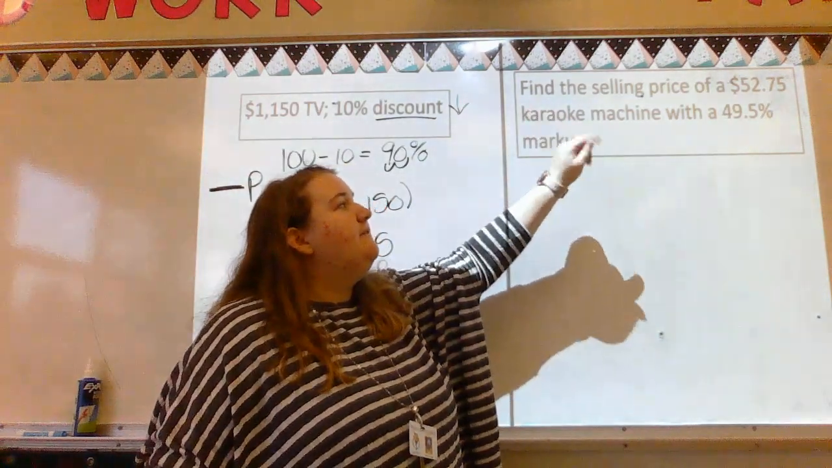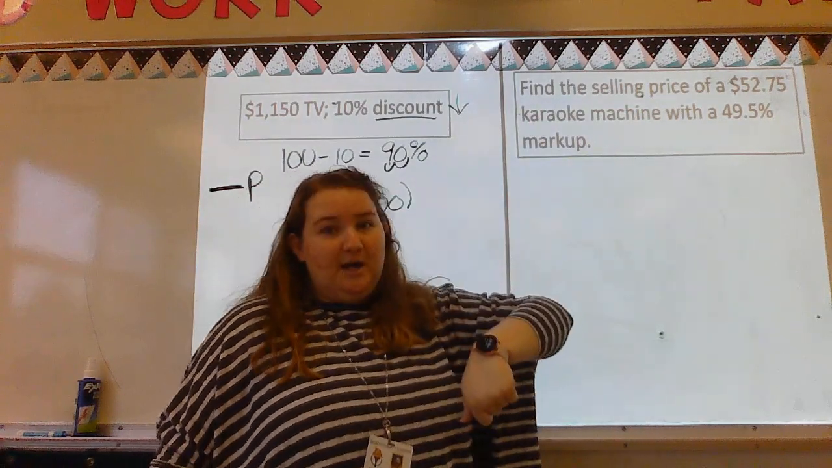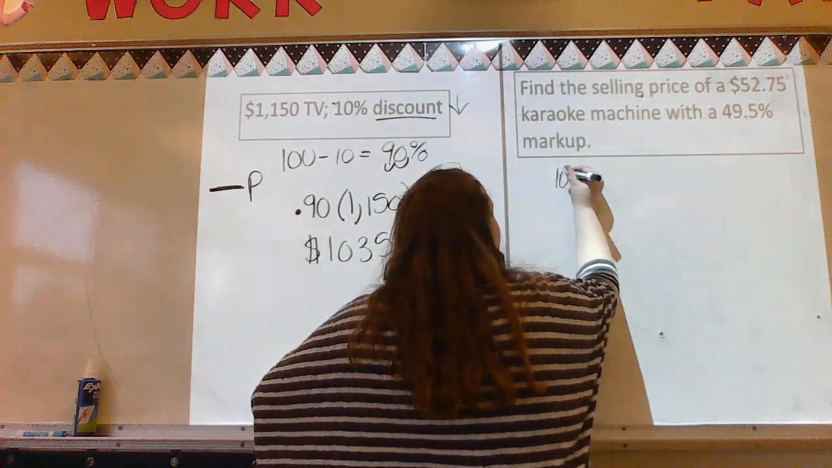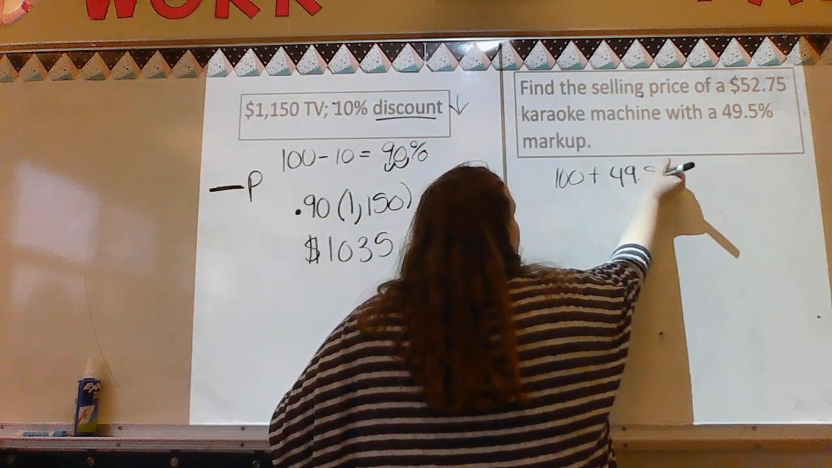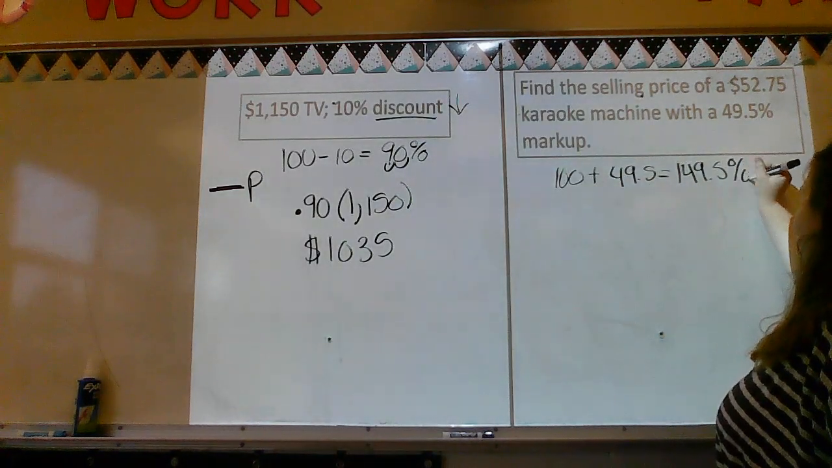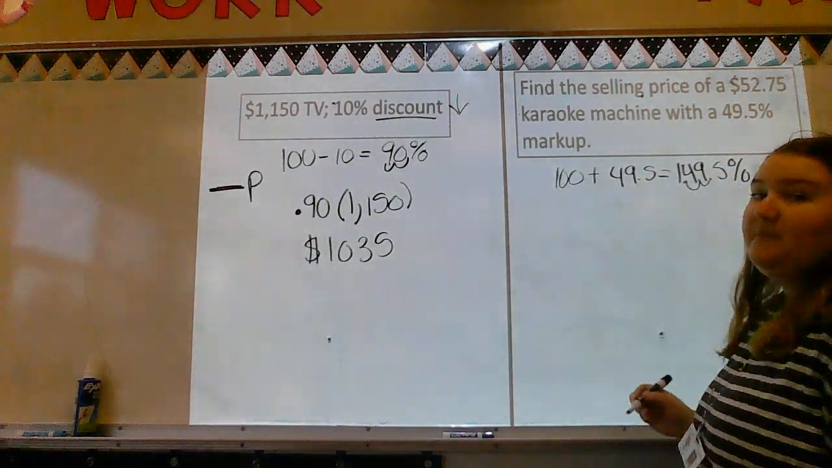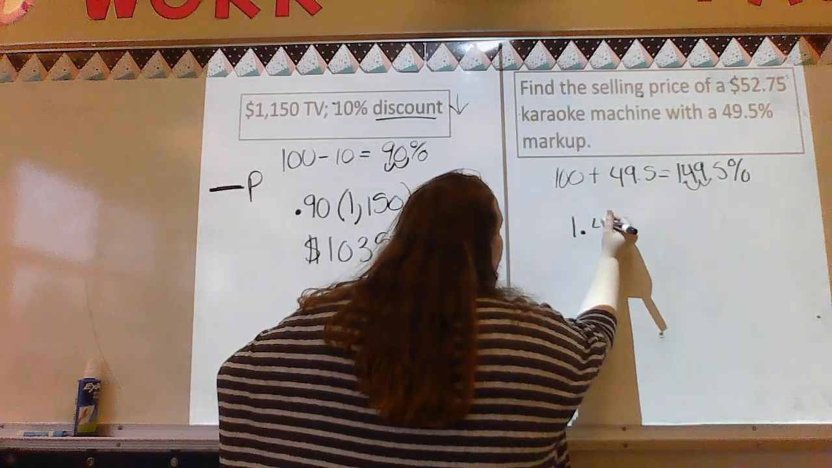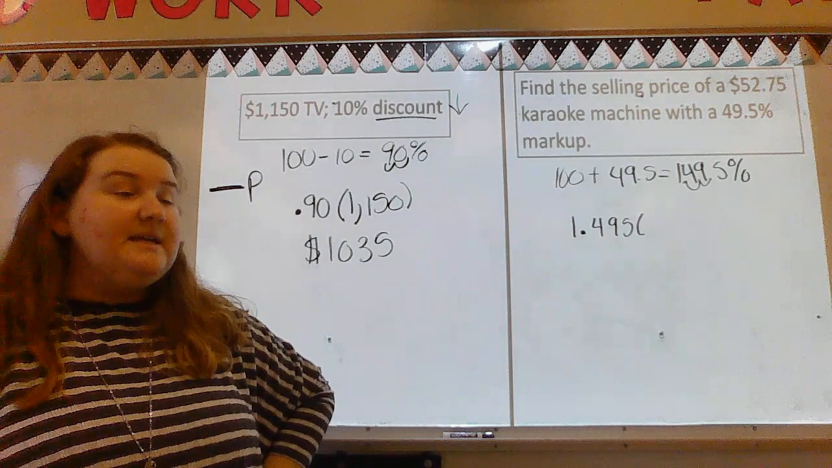Find the selling price of a $52.75 karaoke machine with a 49.5% markup. Okay, so keyword, mark up. So we're going to add. So method 2, start with 100%. Mark up, we add our other percent, 49.5. Okay, when you add these together, you get 149.5%. Step 2, we make our percent a decimal. Move it 1, 2 places. Now, this one kind of gives you a weird looking one. That's okay. The decimal is going to be 1.495. Okay? Then I'm going to multiply it by my price.